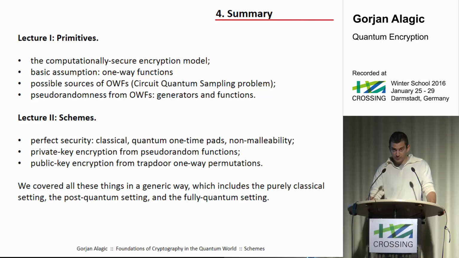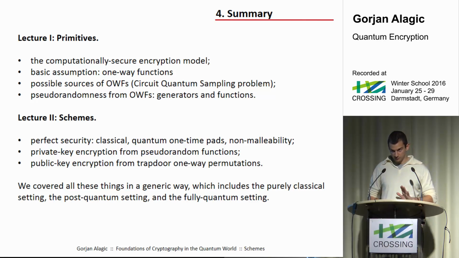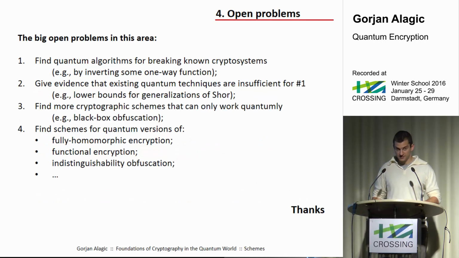And then we showed how to get private key encryption from pseudorandom functions, hence just from one-way functions, and how to get public key encryption from these more complicated trapdoor permutations. And all of this was done in a fairly generic way, which works classically, post-quantumly and fully quantumly. One has to be careful about how you write down the specific details, but morally the ideas that I talked about work in this setting.